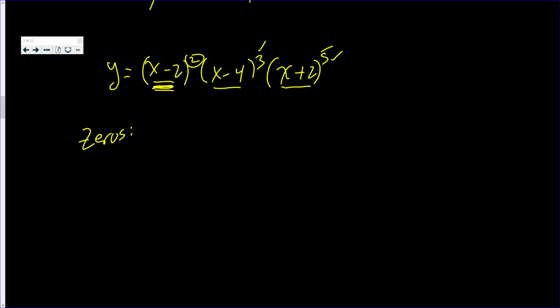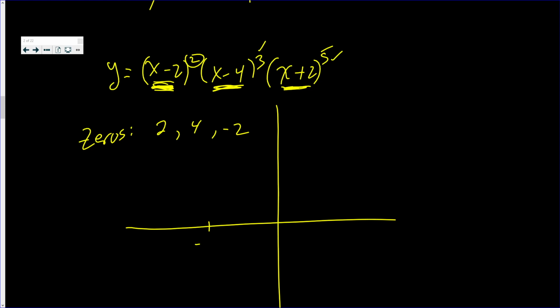That is, those powers will not affect the zeros. Just ignore the factor. When is the base 0? When x is 2. When is this base 0? When x is 4. When is this base 0? When x is negative 2. So we have the zeros: negative 2, positive 2, and the number 4.